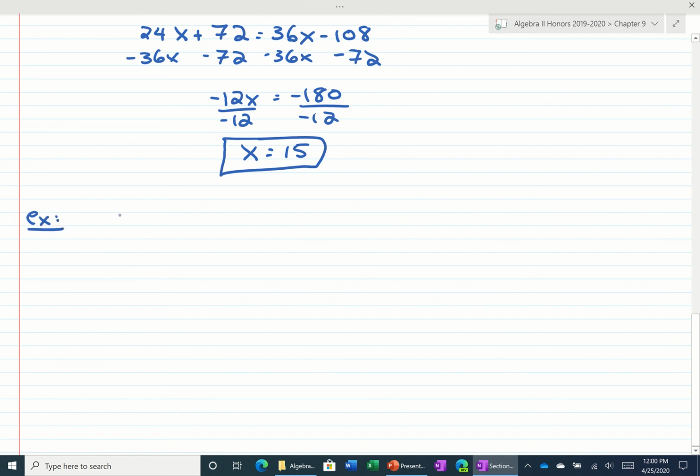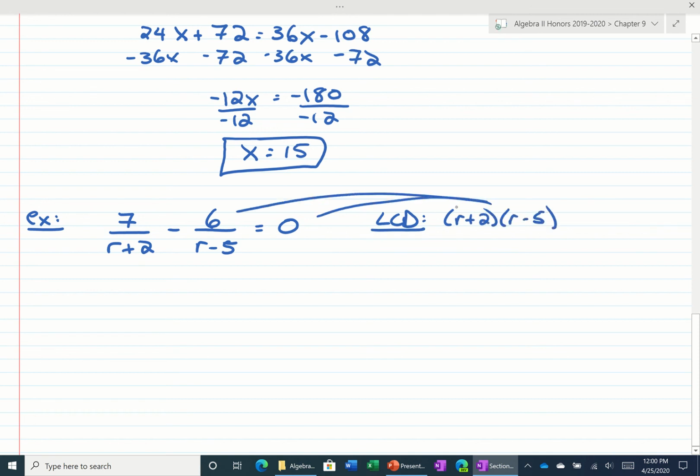What about a problem like this? 7 over r plus 2 minus 6 over r minus 5 is equal to 0. The way I'm going to do this is just like the other problems. The least common denominator would be a factor of r plus 2 and a factor of r minus 5. What I'm going to do is multiply everything by that least common denominator. Now, it is a little bit of writing, but in my experience, this is the best way to do these kinds of problems.